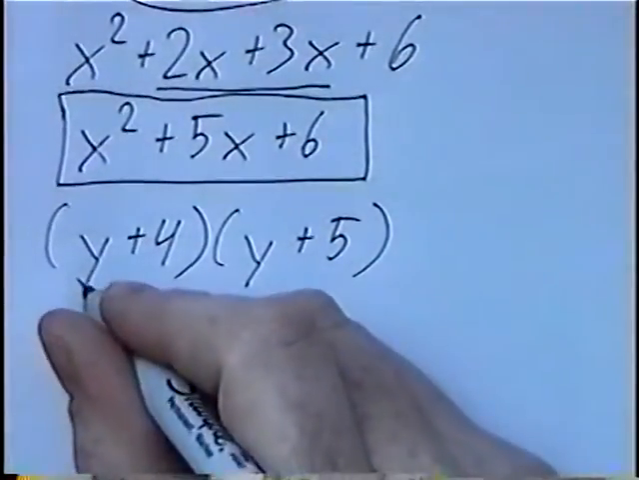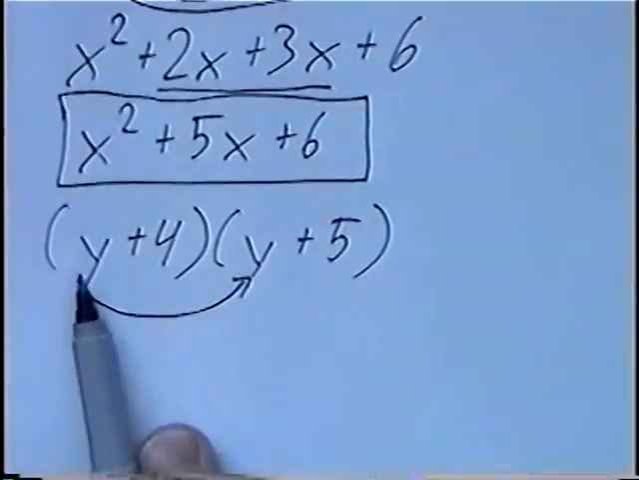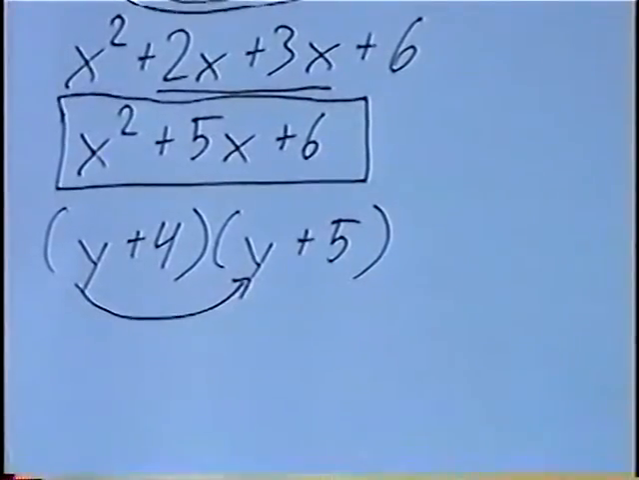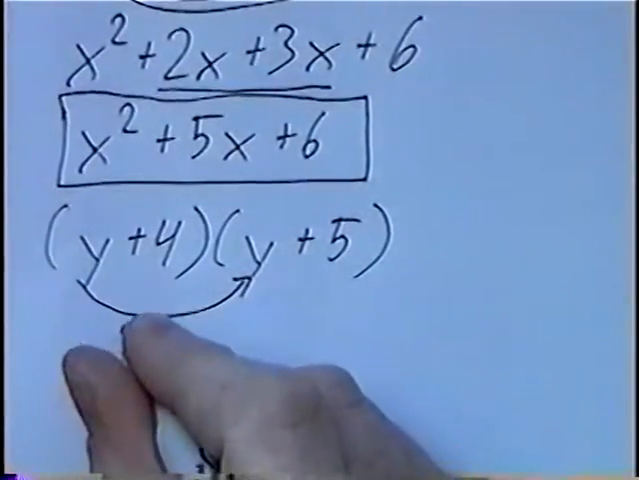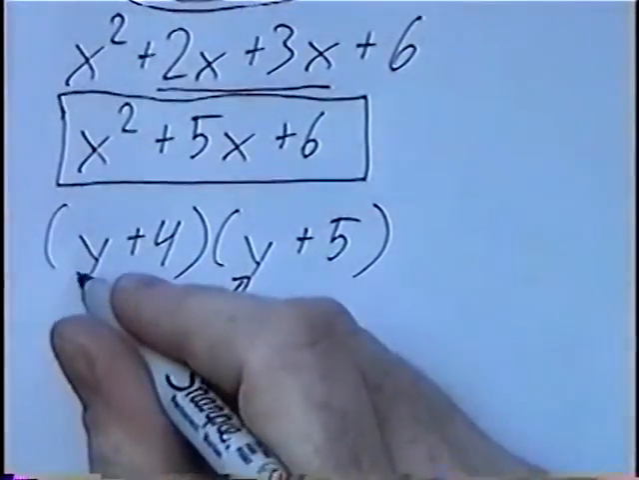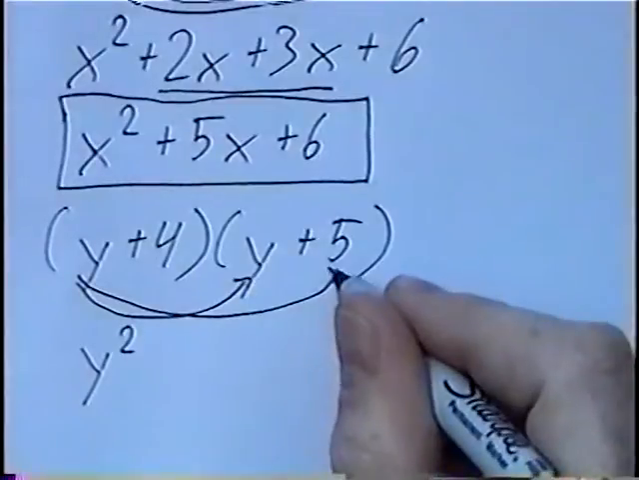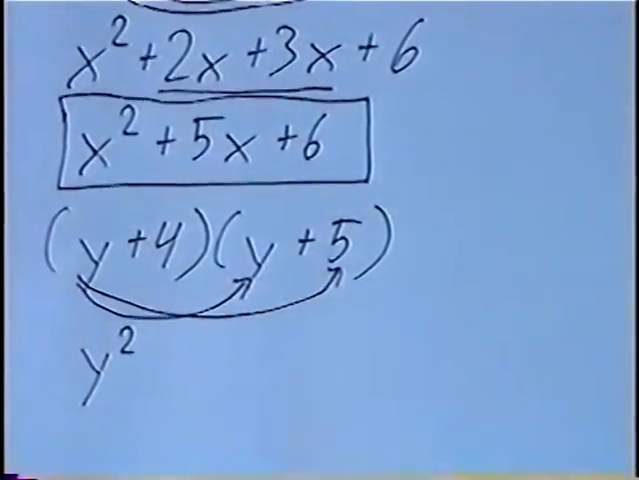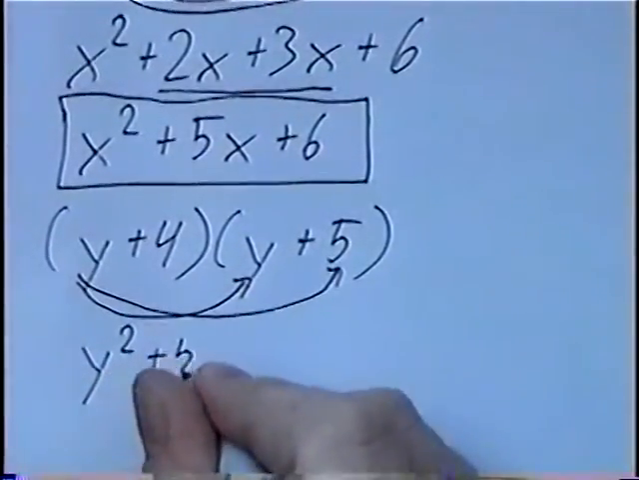Following FOIL, the first terms, which again are the first numbers or letters in each of the 2 parentheses. Y times y would be y squared. The O in FOIL is outside. Going from the far left side to the far right side, we'll have y times 5, which is 5y.